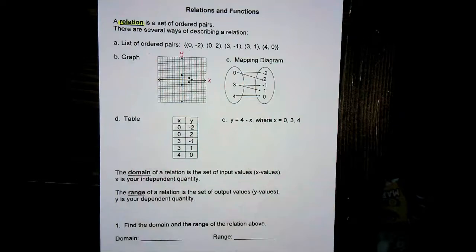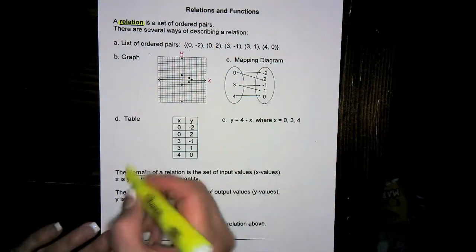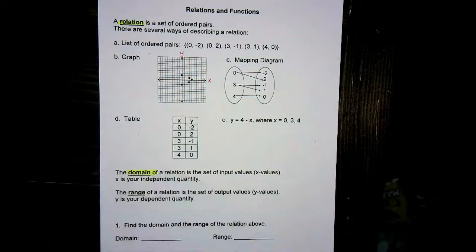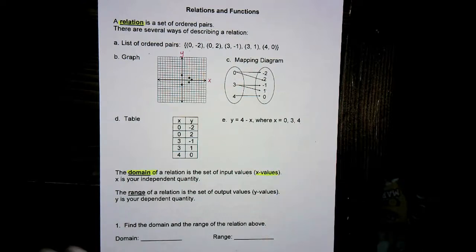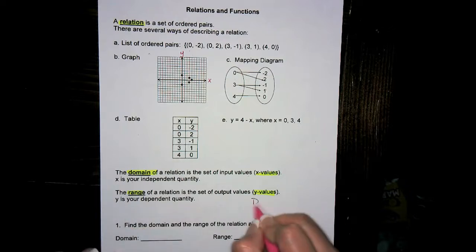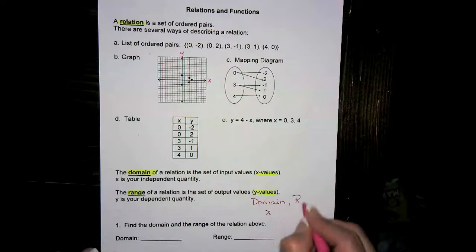Now, the domain of a relation is the set of input values, or the set of x values. So most of the time, those are going to come first. And the range is the set of output values, generally the y values. I like to remember them in alphabetical order. So domain comes first, just like x does, and range comes second, just like y does, alphabetical order.